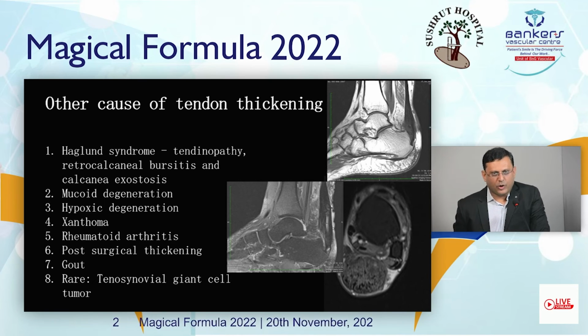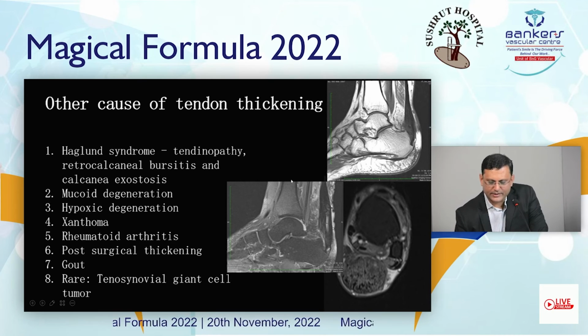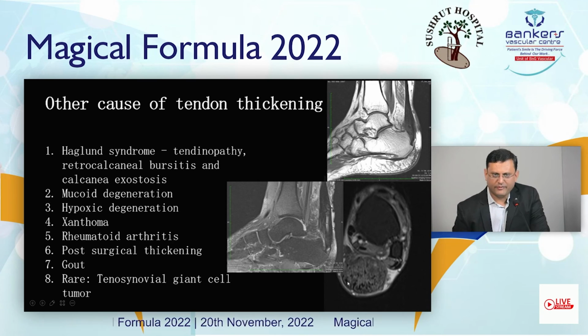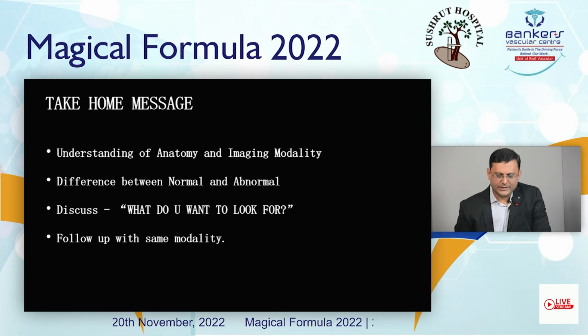A few other abnormalities which I won't be going into in detail due to lack of time are Haglund syndrome, like here. There is an osseous prominence which leads to Achilles tendinosis with partial tear of the tendon. There can be different degenerations like the mucoid or the hypoxic degeneration, which are non-traumatic, but the tendon is enlarged and shows areas of fluid intensity within. There can be xanthomas within the tendon, which show significant enlargement of the tendon, and sometimes other conditions like rheumatoid arthritis or gout can also affect the Achilles tendon.